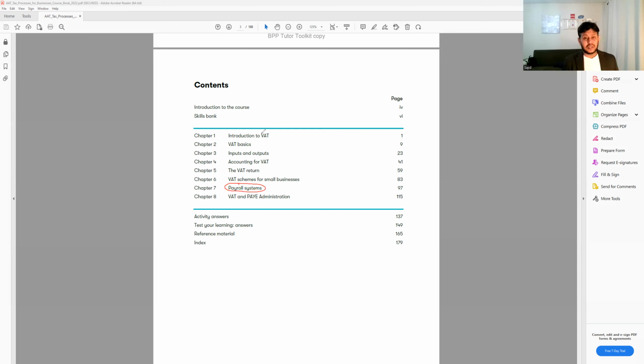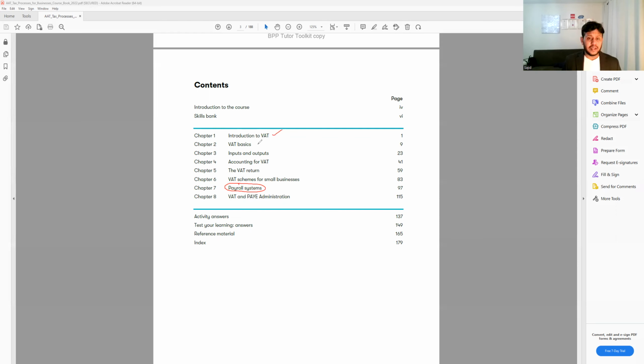The first chapter is the introduction to VAT. Here we don't have much. We're going to learn what input VAT is and what output VAT is. That's all we're going to look at in chapter number 1, and how VAT works. For example, who is the ultimate person to pay the VAT and how the VAT system works. We're going to look at very basic information in chapter number 1.